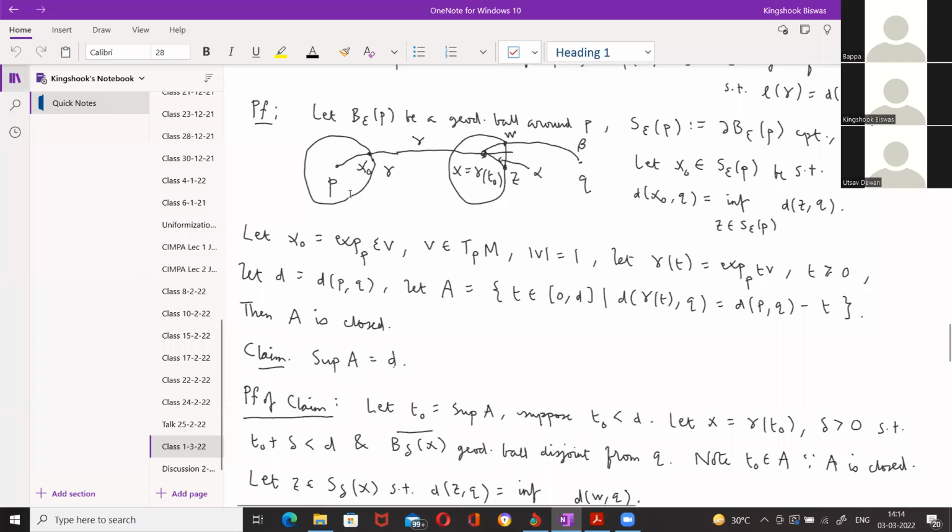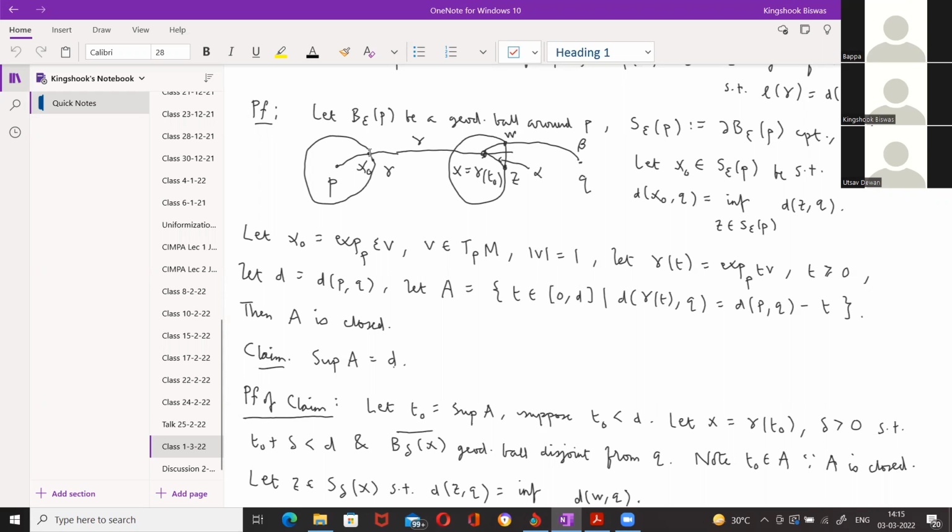So the point is that the distance from x naught to q is the distance from p to q minus epsilon. Okay, so the distance decreases by exactly epsilon, as much as possible.